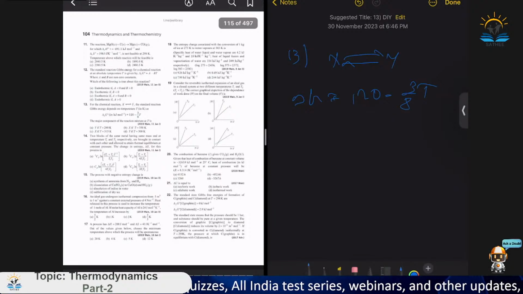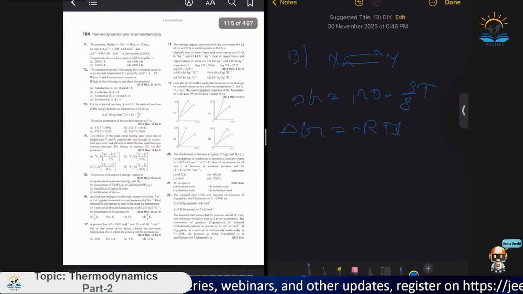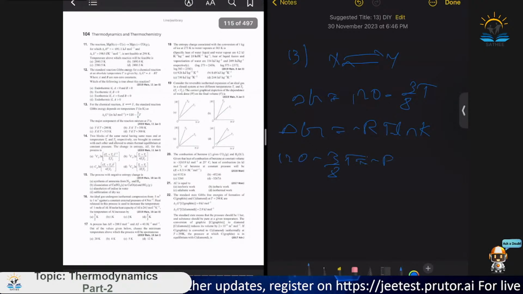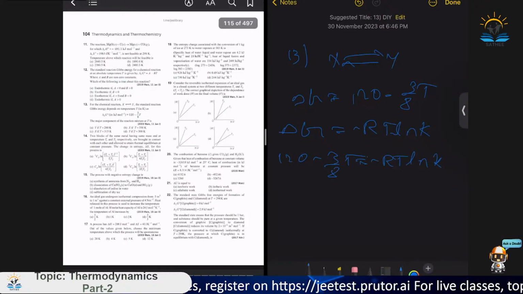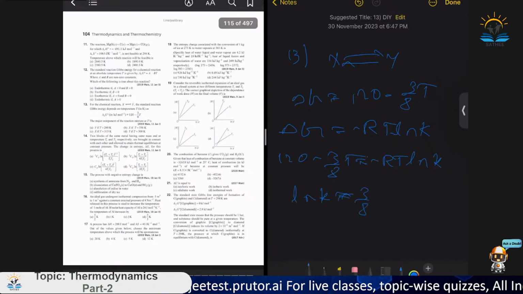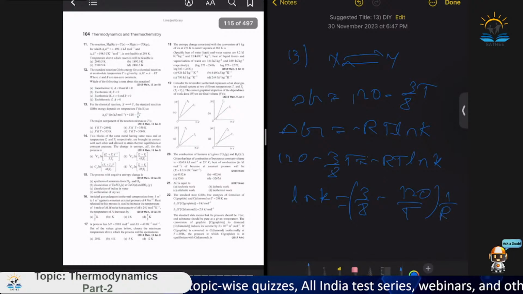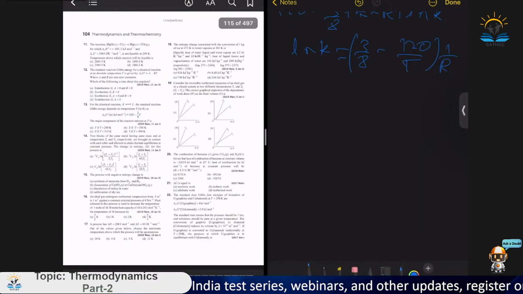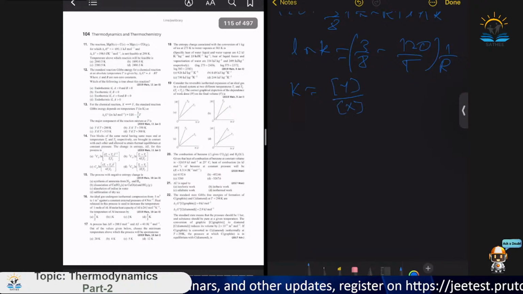So, major component of the reaction, how to solve this question? The formula is delta G equal to minus RT ln K. 120 minus 3/8 T equal to minus RT ln K, and ln K equals 3/8 minus 120 by T, into 1 by R. And your K is concentration of Y by concentration of X.